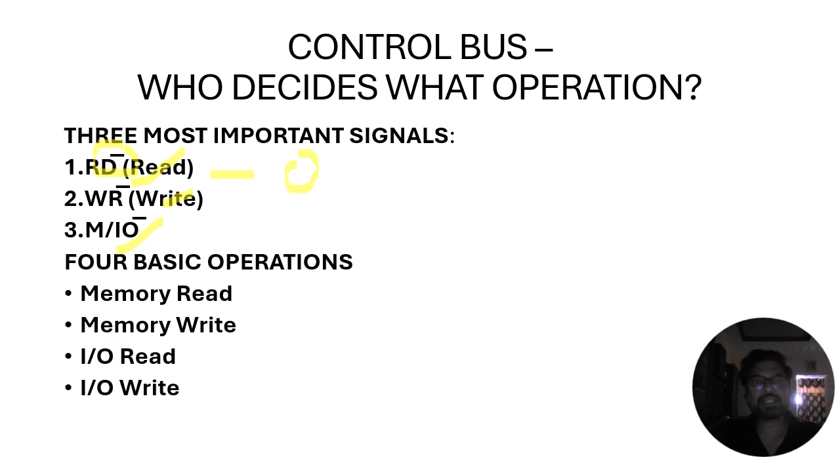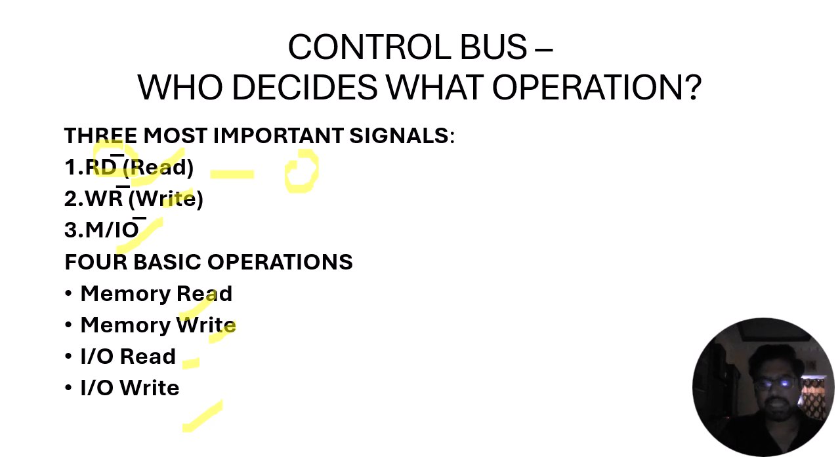The 4 basic operations each computer does are memory read, memory write, I/O read and I/O write. The real life example of opening a file is a memory read. Saving a file is a memory write. Keyboard input, typing something on the keyboard, is an I/O read. Displaying, or hearing some sound from a speaker, is an I/O write.